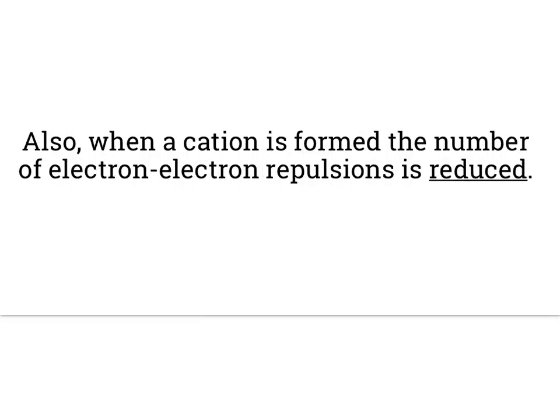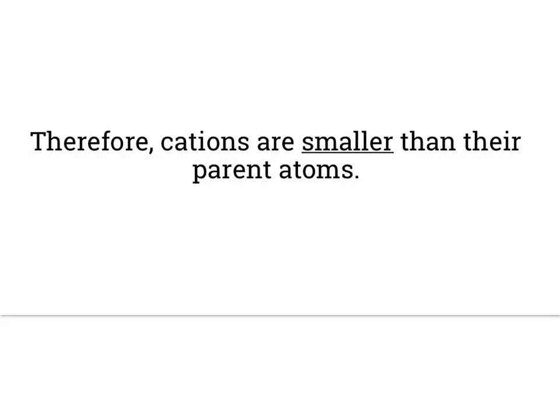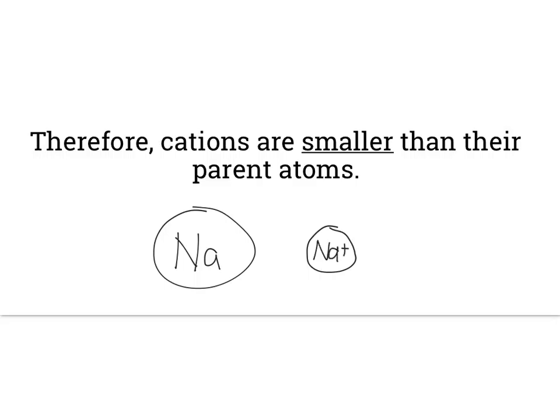Also, when a cation is formed, you now have fewer electrons, which means there's less electron-electron repulsion. That also means that you now have more protons than electrons, which means the pull on the electrons is now stronger. So there's a stronger pull, and there are fewer electrons, which ultimately means that cations are smaller than their parent atoms. Meaning, this is basically sodium. This is sodium plus. Basically, the more electrons you lose, the smaller they get. So, there you go. Cations are smaller.